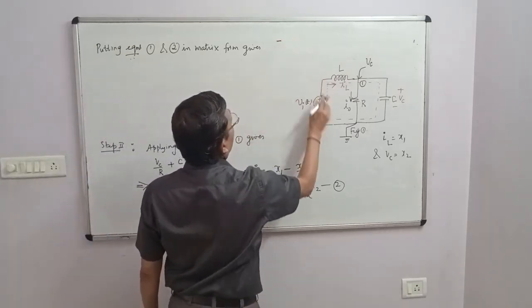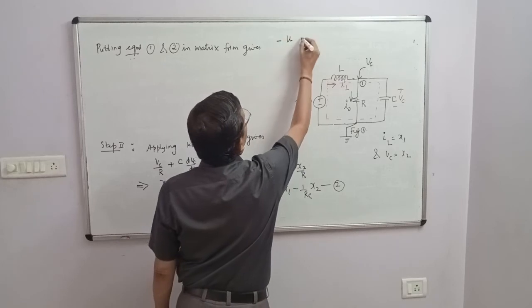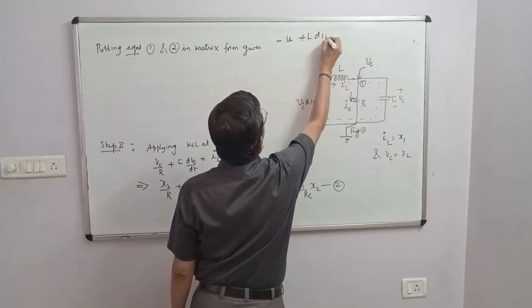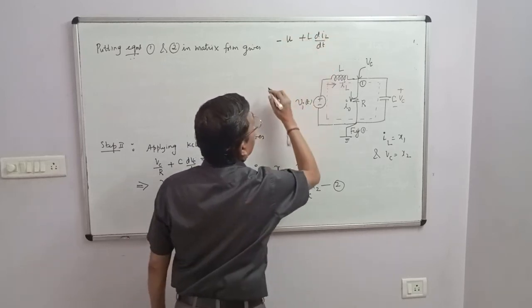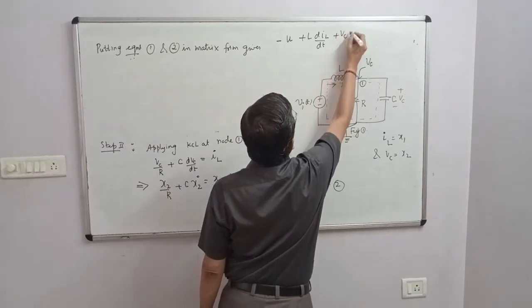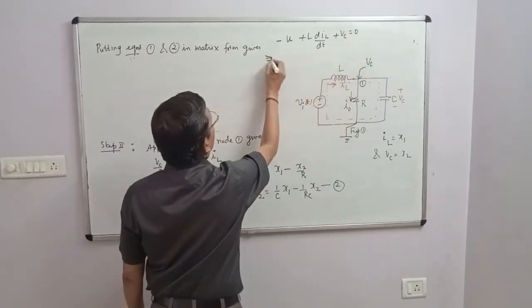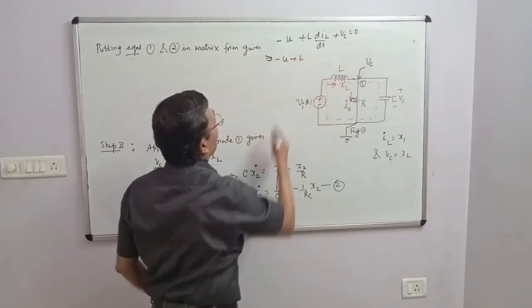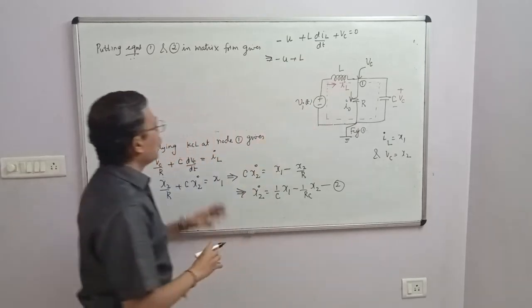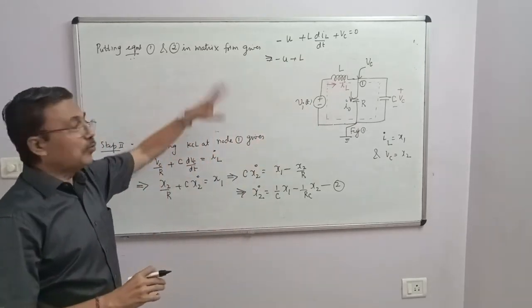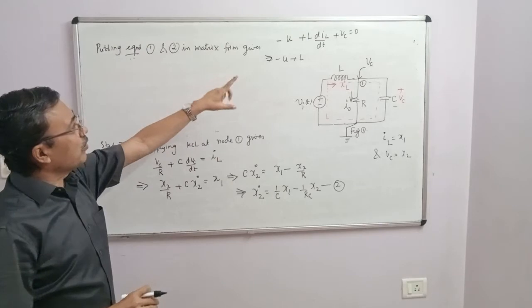Minus Vi is minus u plus L into dIL by dt plus Vc is equal to 0. I applied KVL to the dotted path. See, board management is very difficult when the board is very small. So let me write once again.